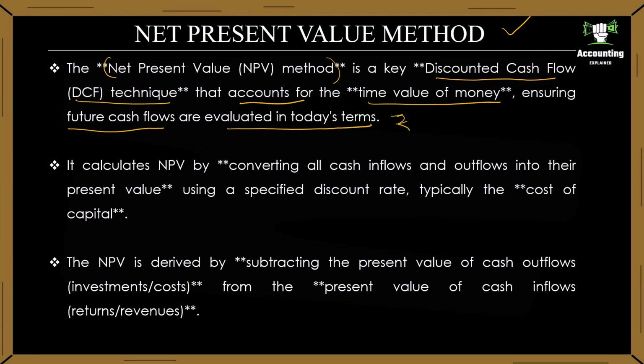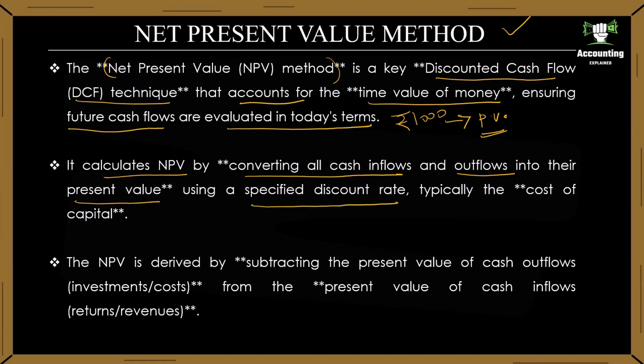Suppose in future you are going to get ₹1000 as revenue or return. You are going to convert this 1000 to the present value, that is today's value. Okay, it calculates NPV by converting all cash inflows and outflows into their present value. So inflows and outflows both will be converted to the present value using a specified discount rate. What is the specified discount rate? We just saw that it is the minimum required rate of return, or in other words we can call it the cost of capital. So in the exams you will normally get the discount rate as the cost of capital only. You have to remember that.